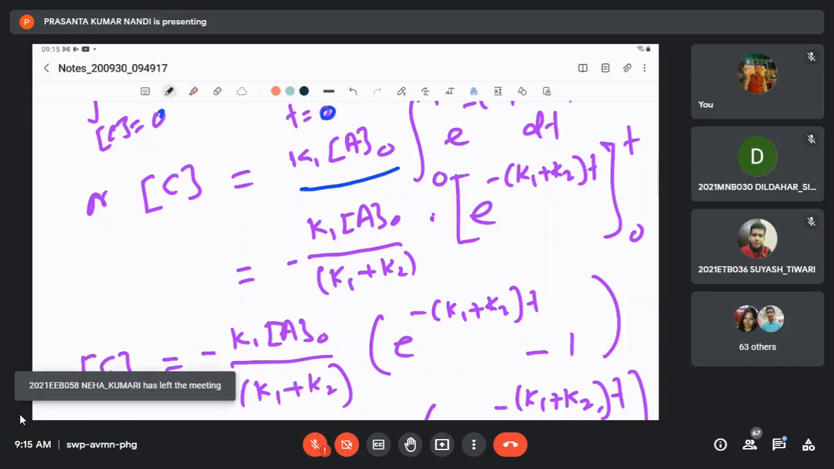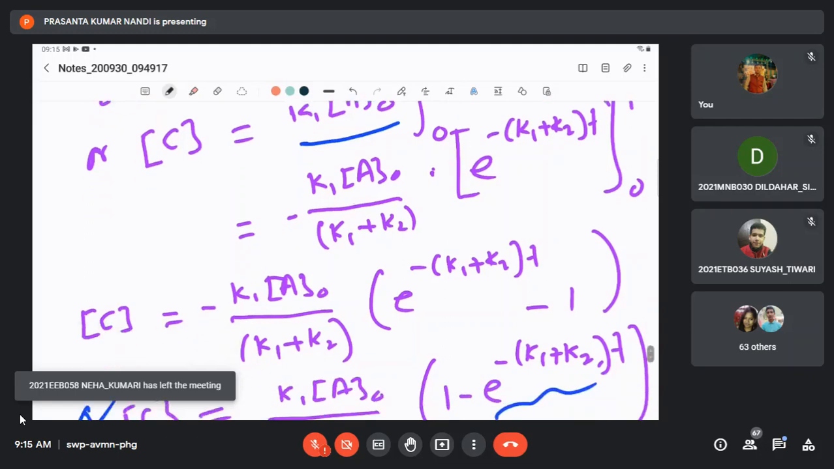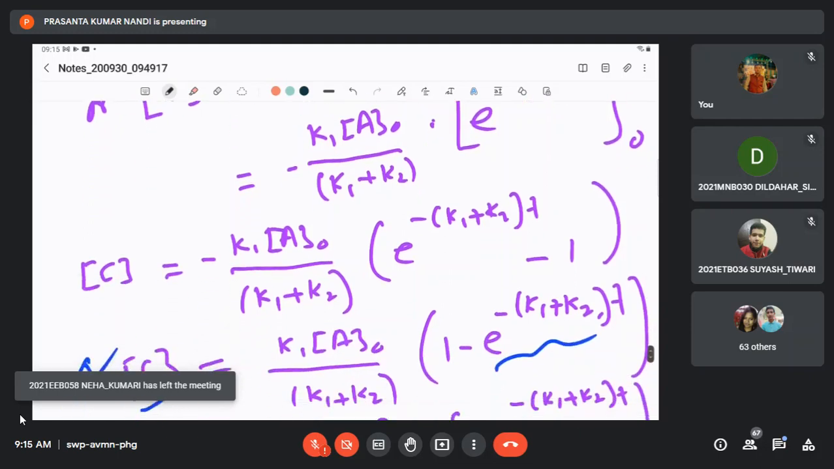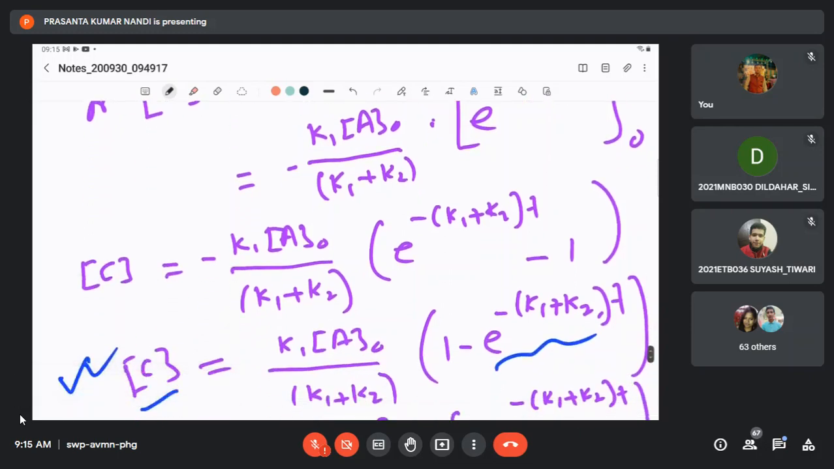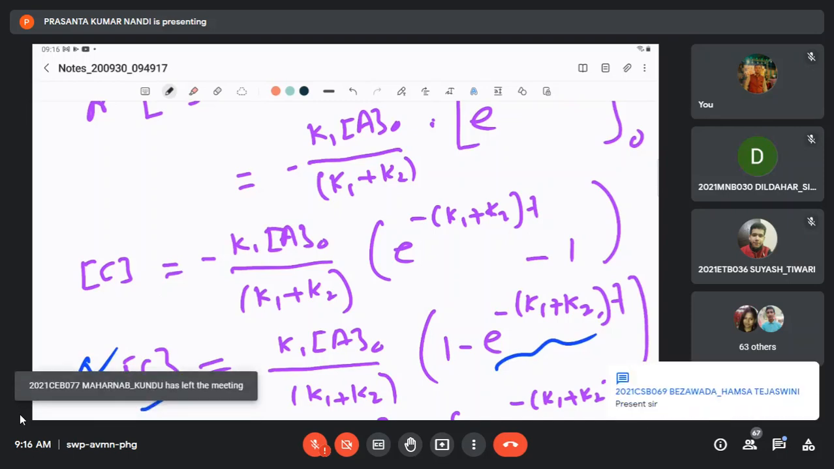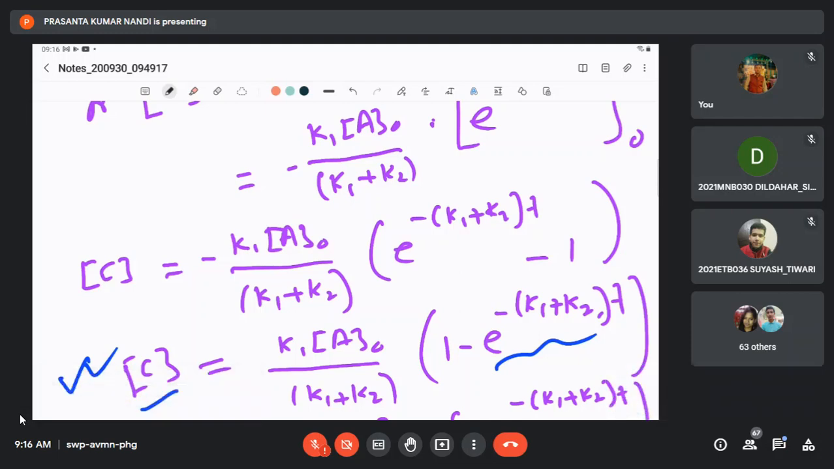And this equation can also be written in alternative form, in this form. That is, if you just absorb the negative sign, then the expression in the parenthesis will be changed like this. That is 1 minus e to the power minus K1 plus K2 into T. So this is the final expression of the concentration of C. That is one of the isomeric products.